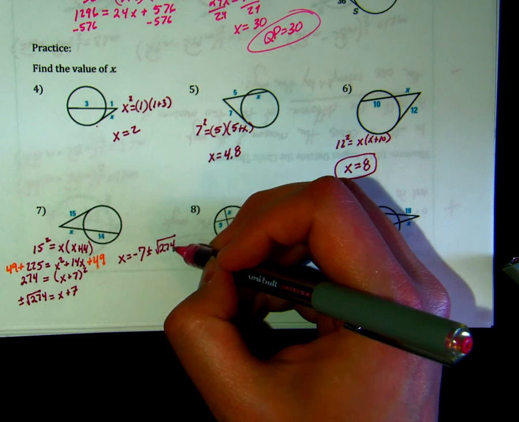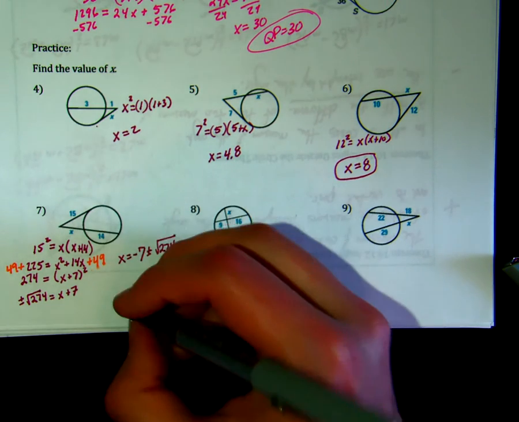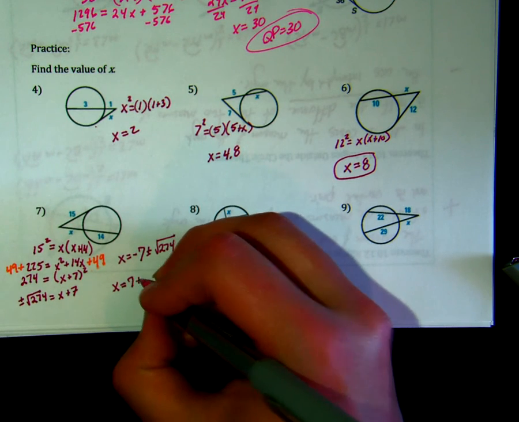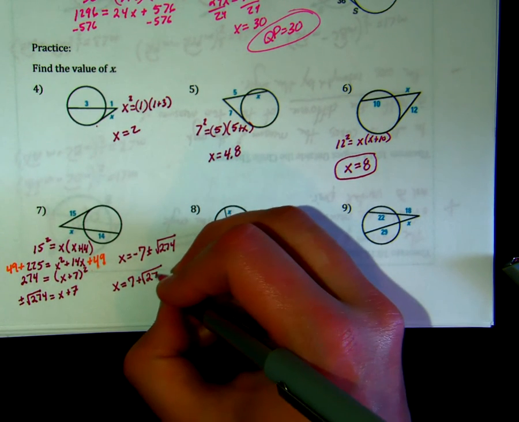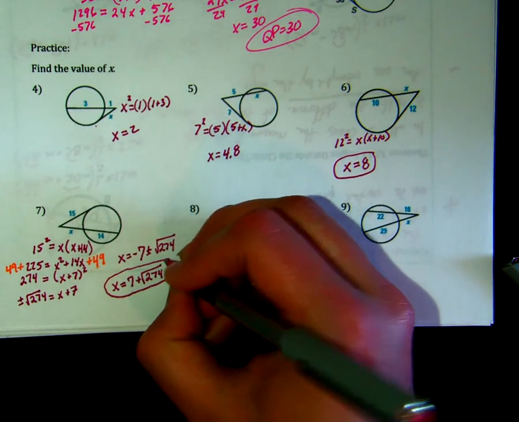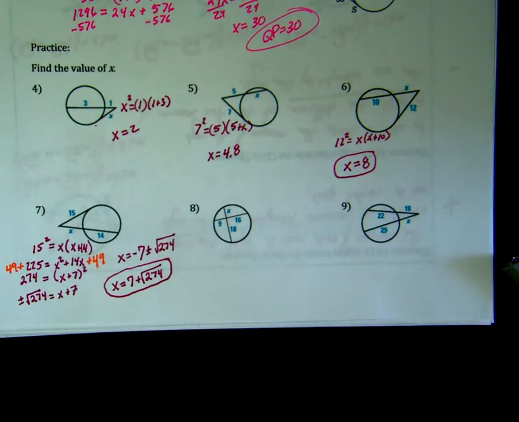Negative 7 minus this is going to be a negative number, so that obviously can't be correct. So this is going to be negative 7 plus the square root of 274. That may simplify. I don't think it does, though. But maybe it does. Correct me if I'm wrong. My gut tells me that's a no.